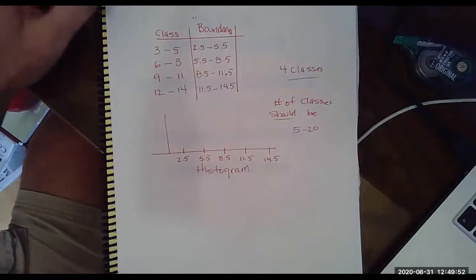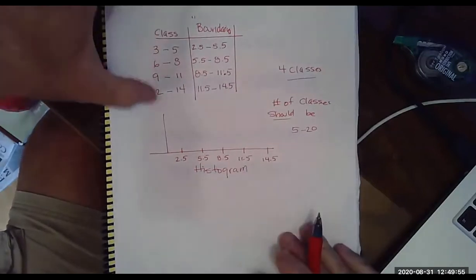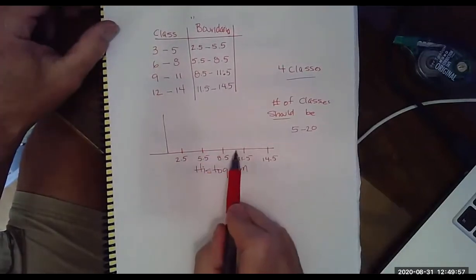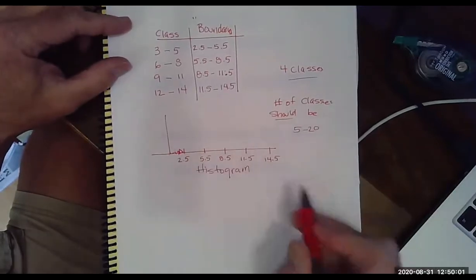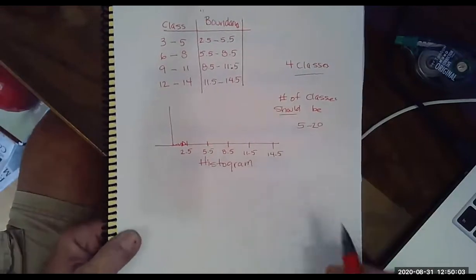So I'm doing 4. So I've got 1, 2, 3, 4. You go like a squiggle, squiggle, put a pointer right there. You can stop right here at 14 and a half.